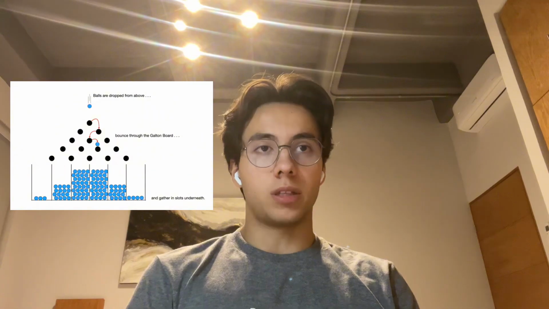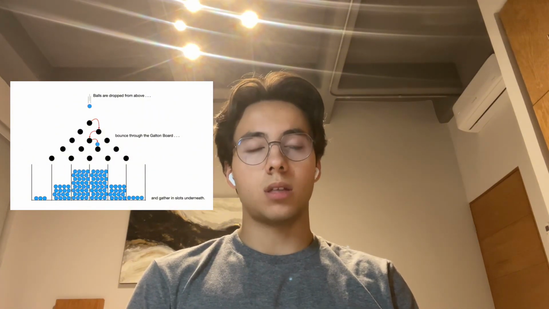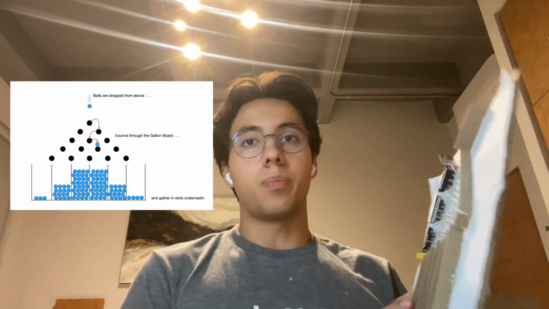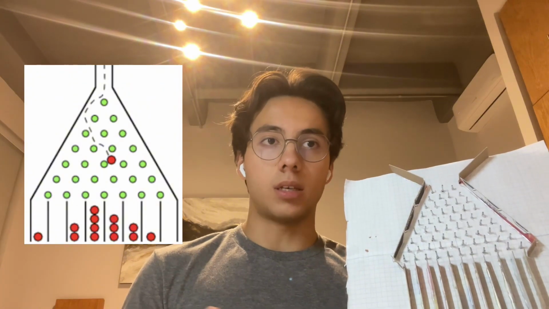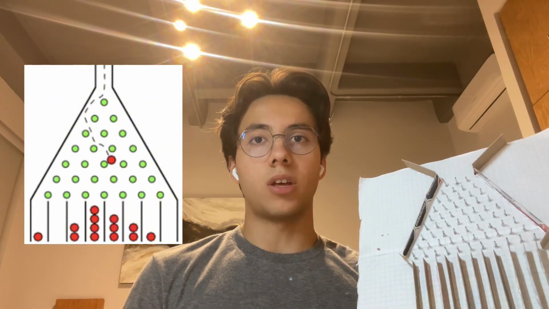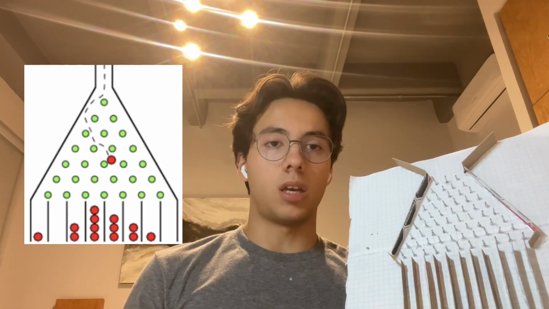Also known as the Bean machine, it is a device invented by Francis Galton to demonstrate statistical principles, particularly the normal distribution. It consists of a vertical board with pegs arranged in a triangular pattern. At the top, balls or beans are dropped, and as they fall, they collide with the pegs and randomly bounce left or right at each peg. It's a 50-50 chance before collecting into the bins at the bottom.